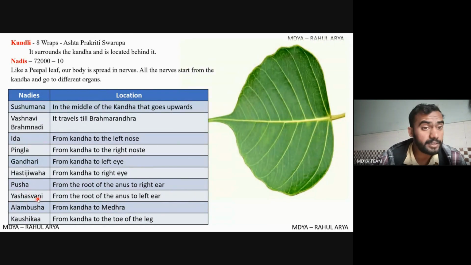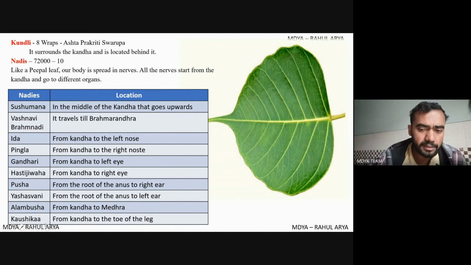Next is the Yashaswani, from the root of the anus to the left ear. Pusa and Yashaswani both are starting from the root of the anus. Alambusa from Kandha to the Medra. Medra is the genital region, it means our sex organs. In the other text, we find the Alambusa in our mouth, but here it is in Medra. It is changed. Note down this point.